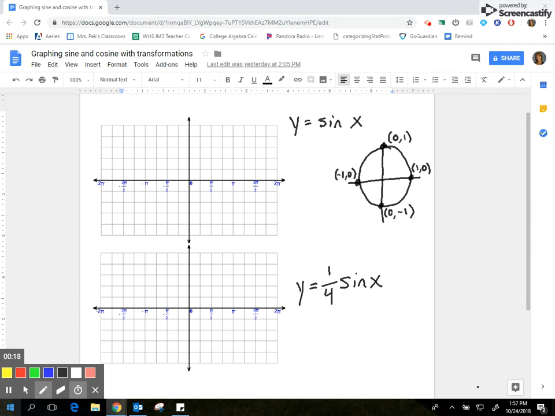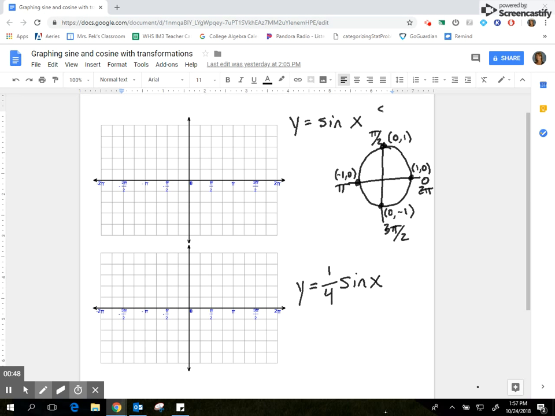So first let's look at our sine of x function and just get a good picture of what this looks like without any changes. We can get all the points on our graph from these 4 points on our unit circle. So we have the angle 0, pi over 2, pi, 3 pi over 2, and 2 pi. And if we have a radius of 1, we have these 4 coordinate points.